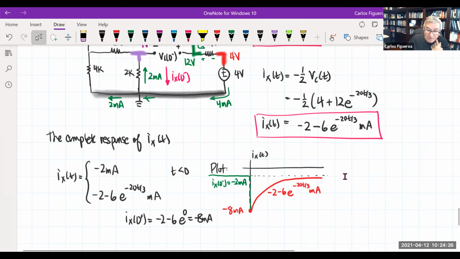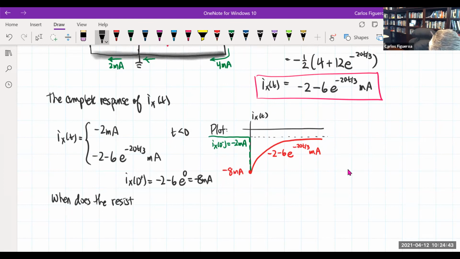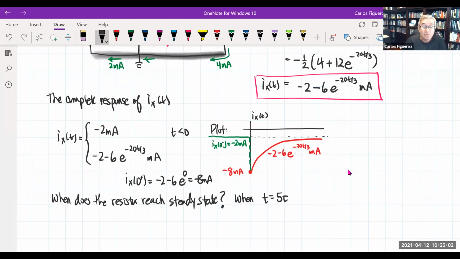So, maybe we should say a couple of things. Another thing that we should look at is: when does the resistor reach steady state? And the answer to this is that it reaches steady state when t is equal to 5 tau. So when t is equal to 5 tau, what is that value?